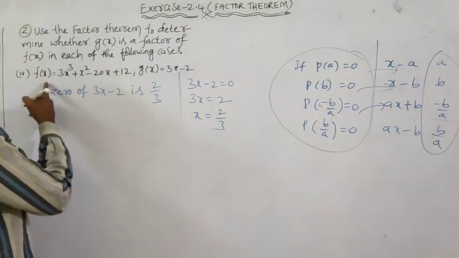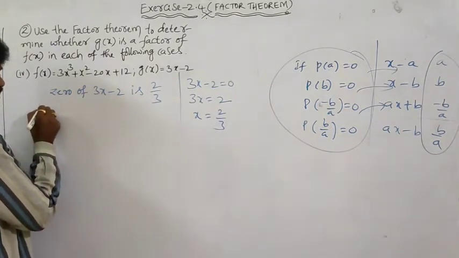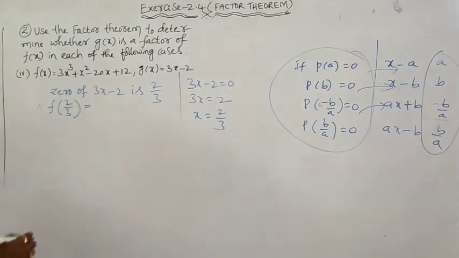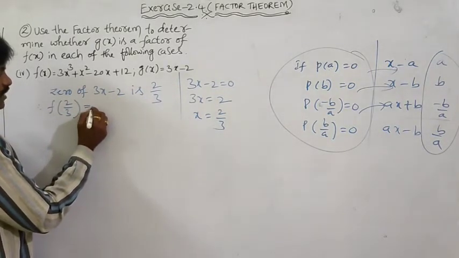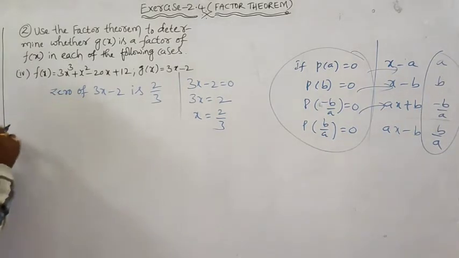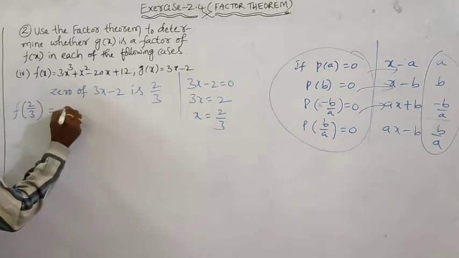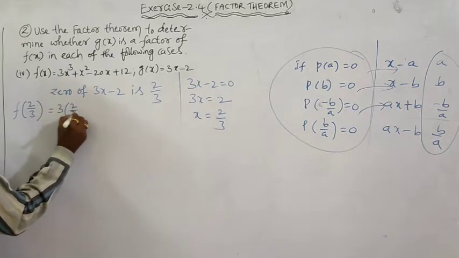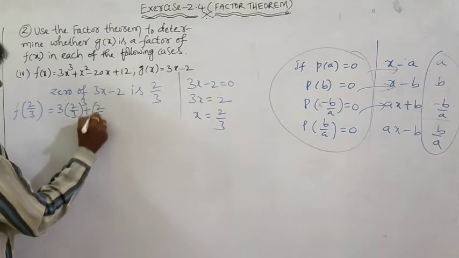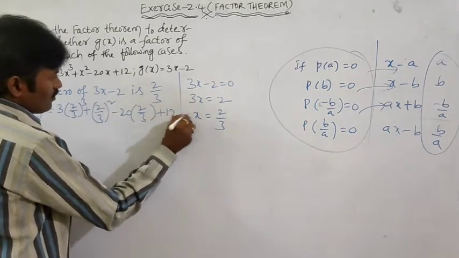Now replace x by 2 by 3 in given polynomial. Is it clear? Therefore find out f of 2 by 3 value. Now what is f of 2 by 3 value? See, I write leftmost. F of 2 by 3 is equal to 3 into 2 by 3 whole cube plus 2 by 3 whole square minus 20 into x value 2 by 3 plus 12.